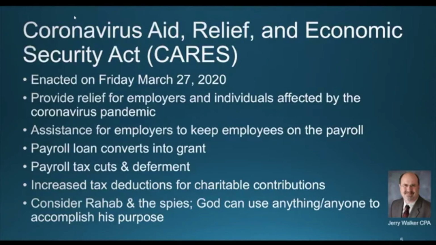With respect to employers, what the government was trying to achieve here is they're trying to assist employers to keep their employees on the payroll. So as we go through these provisions, you will see that that is absolutely what they were trying to achieve. They're going to do that through a payroll loan that converts into a grant, and I'll cover that in detail. There's a payroll tax cut and deferment, and then also Kevin mentioned briefly the increased tax deductions for charitable contributions.